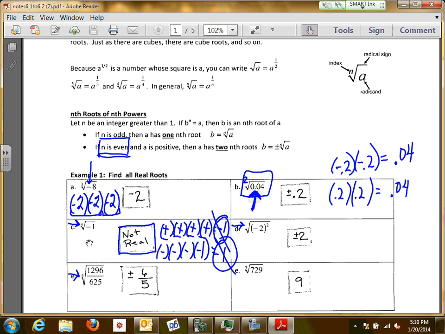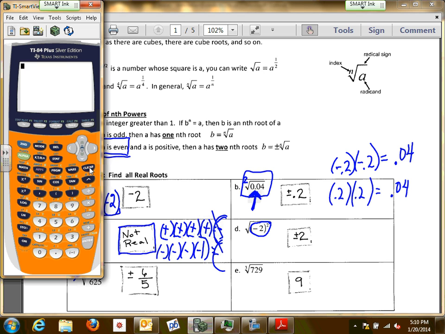All right, let's take a look here at D. D has got a square root, and it's got the negative 2 inside. So notice what you are doing is taking care of what's inside first. So you're basically squaring a negative 2. Now, you better watch out on your calculator whenever you are doing it, because this is a very common calculator mistake that happens. Here it is. Watch this.